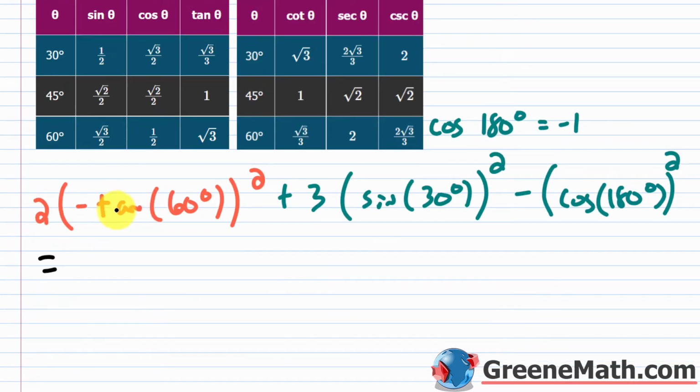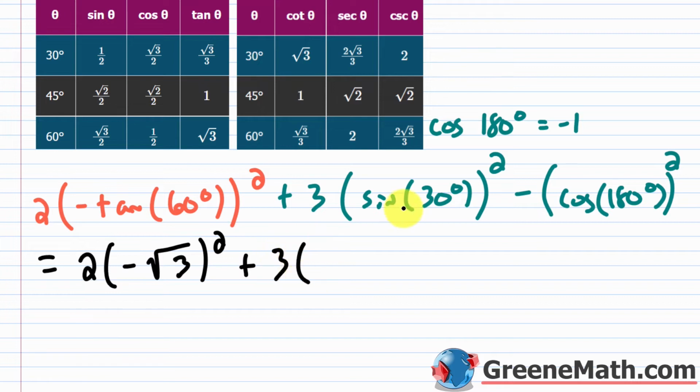So the first one is the tangent of 60 degrees. So the tangent of 60 degrees is the square root of 3. So we would have 2 times, wrap this in parentheses, the negative of the square root of 3, and this is squared. Then plus, you have 3 times, your sine of 30 degrees is going to be a half, and then this is going to be squared, and then minus, remember we just said that the cosine of 180 degrees is negative 1, so let me wrap this and put negative 1 being squared like this.